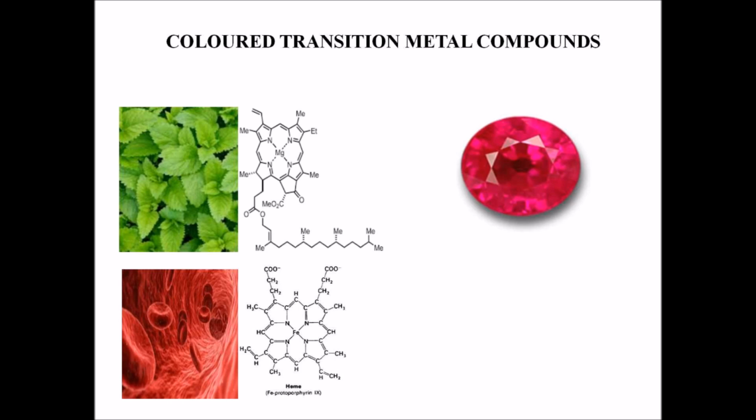Before introducing the topic, I'll throw some light on the colored transition metal compounds found in nature. The green pigment of green leaves, that is called chlorophyll, is a coordination compound of magnesium. Similarly, the red color of blood is due to the presence of hemoglobin, that is a coordination compound of iron. Similarly, gemstones are colored due to the presence of trace amounts of transition metals in their crystal structure.